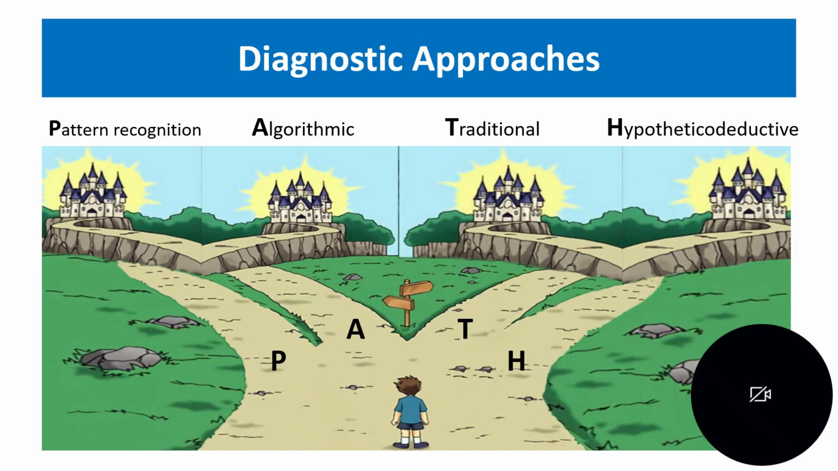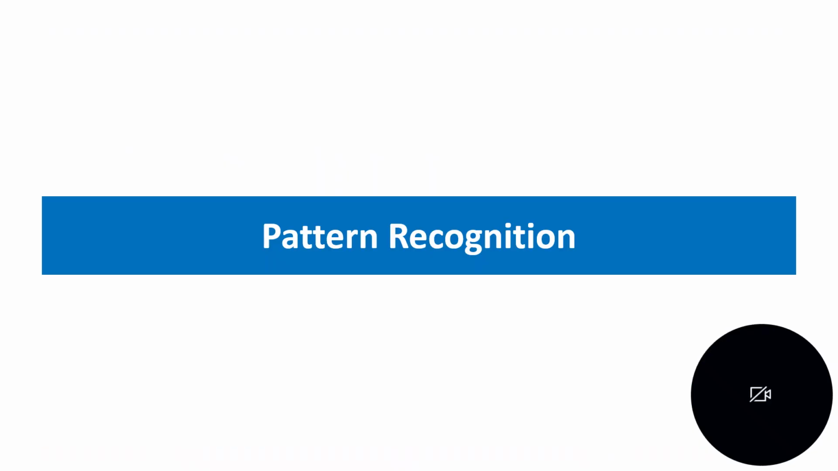I will not tell you which path you should go down. You will decide which path is best for you at this stage of the development of your diagnostic skills. Pattern recognition is usually the one novices, which is you, are likely to use early in the game, and then you're going to either experiment with the traditional, the algorithmic, or the hypothetico-deductive. Pattern recognition: the patient presents with a particular pattern of signs and symptoms.